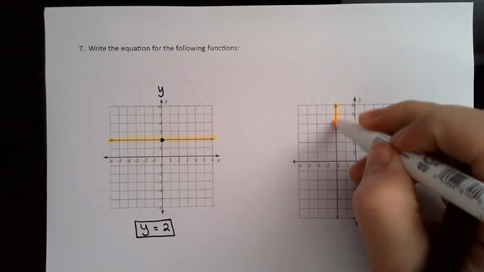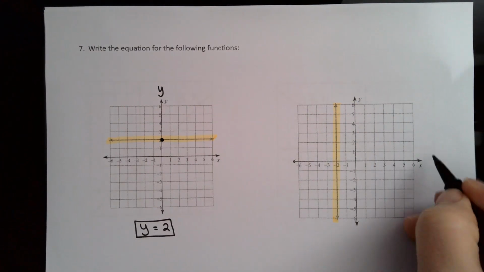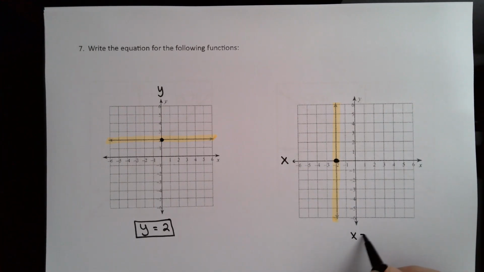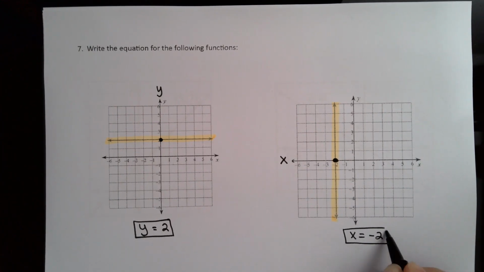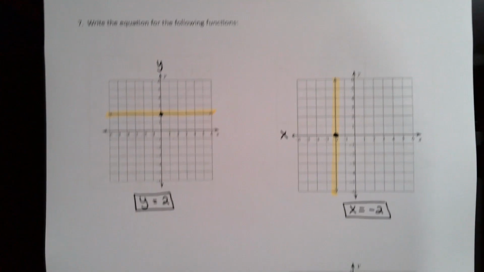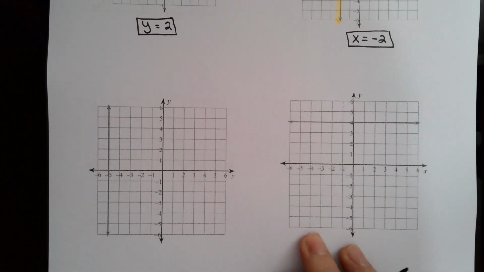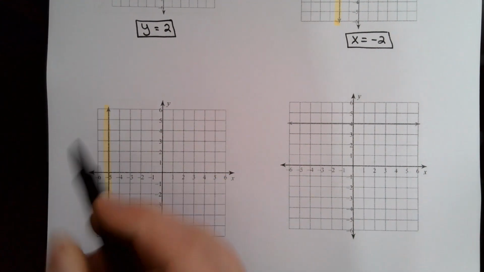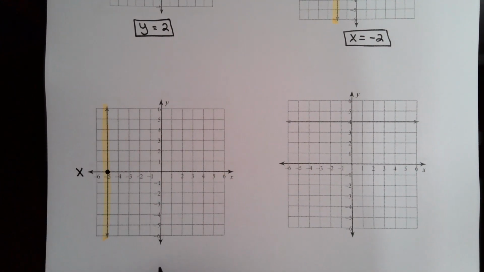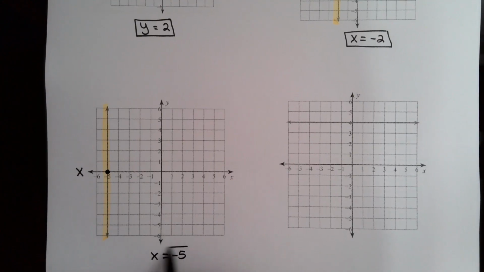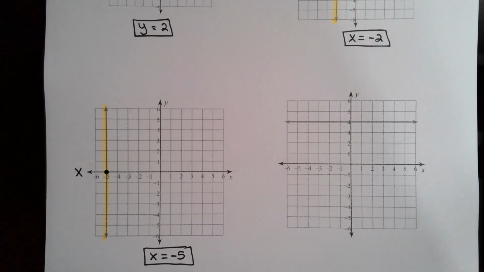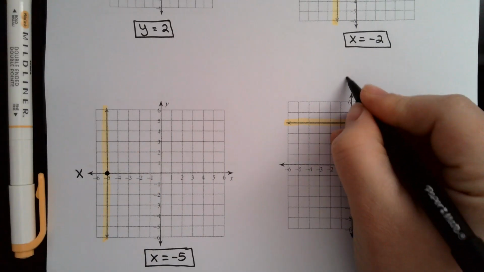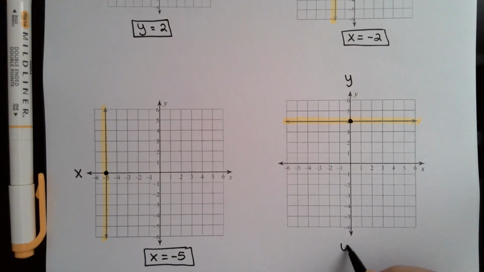Next one. Here's my line. Here's my axis. So that means x is equal to negative 2. Okay, moving on. These happen very quickly. Here's again my line. Here's my axis. So that means x is equal to negative 5. And here again is my line. Here's my axis. Here's my point. So y is equal to 4.